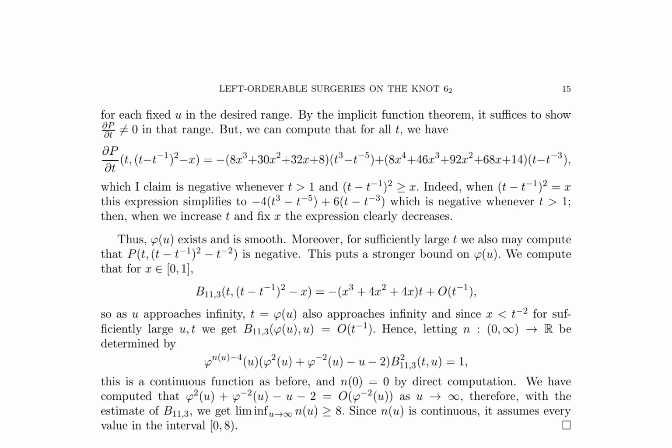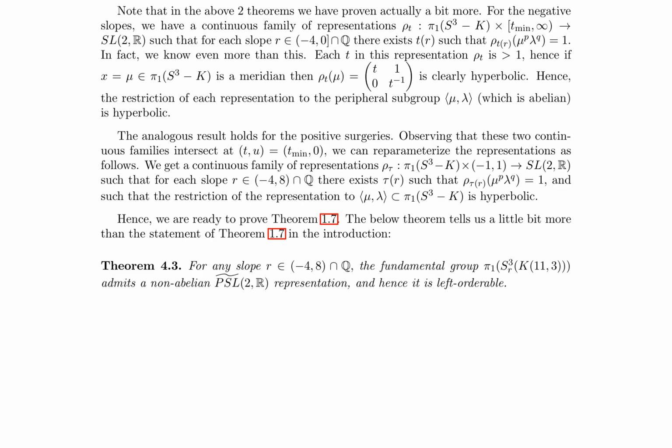The paper discusses the left-orderability of fundamental groups for certain surgeries on the two-bridge knot K_{11,3}. It begins by defining a function P(t, u) and its partial derivatives, which are used to establish the existence of a continuous family of hyperbolic representations of π1(S³_r(K_{11,3})), for slopes r in (-4, 0) ∪ (0, 8). This family is crucial in proving Theorem 4.3, which states that π1(S³_r(K_{11,3})) admits a non-abelian universal cover PSL(2, R) representation, and hence it is left-orderable.